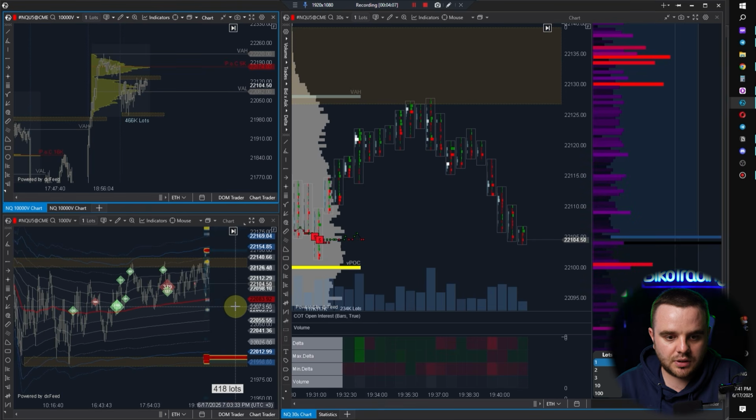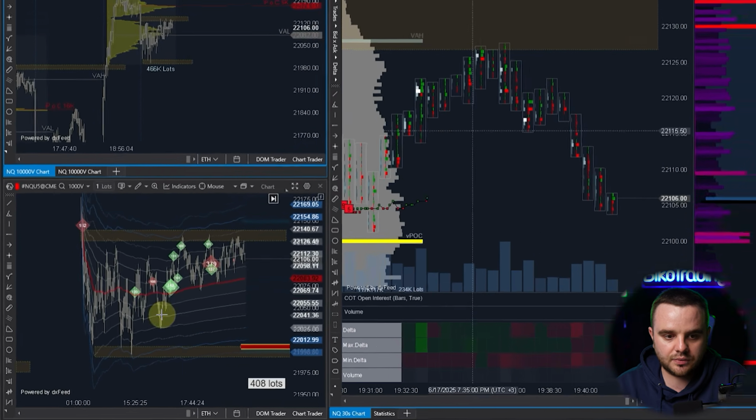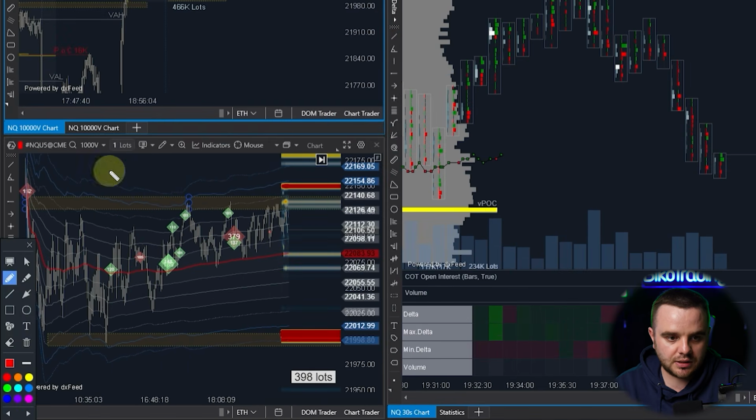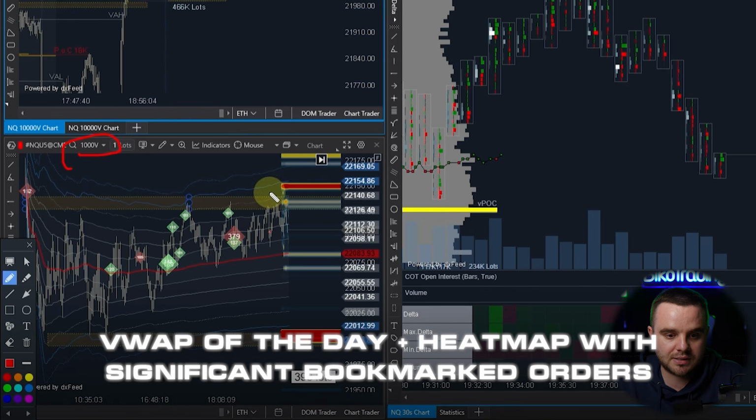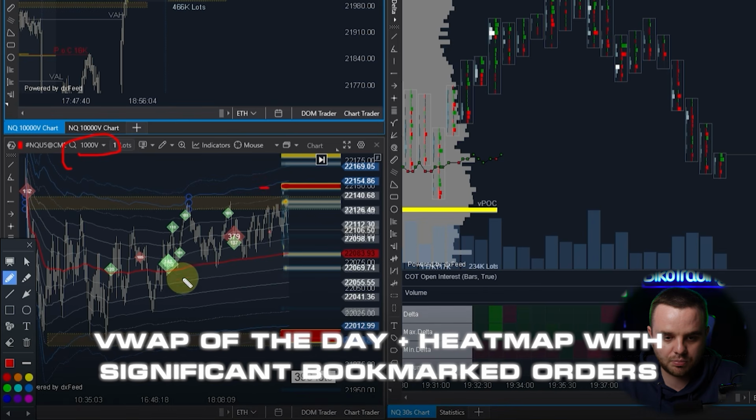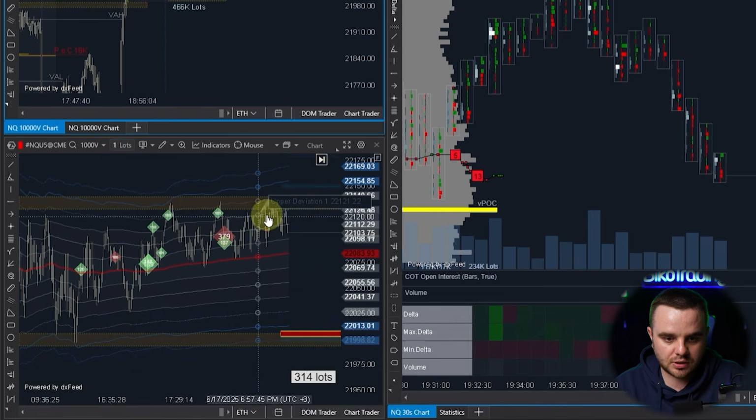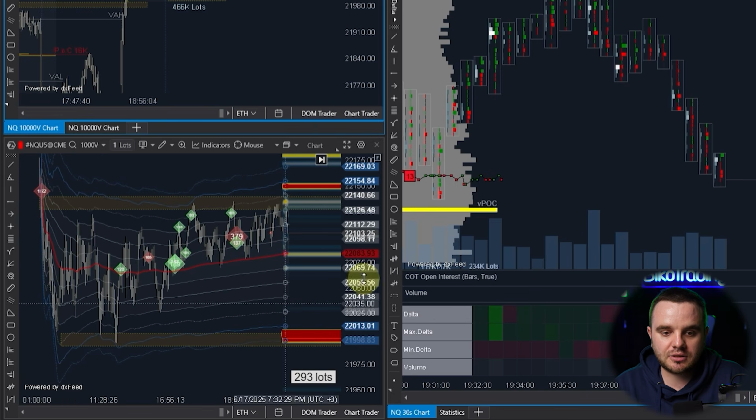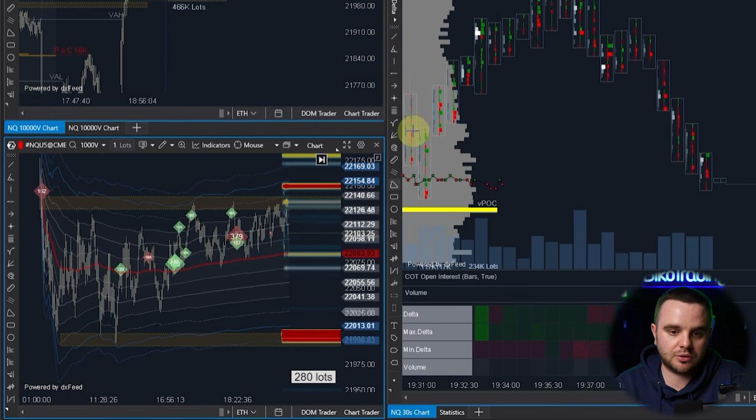Okay, what else do we have here? Second part, we have this chart. You can see here I have this beautiful volume chart. What do I analyze here? I analyze the VWAP of the day plus a heat map with significant bookmap orders. Why do I use it and what's the main purpose? This helps me to understand what type of trend we have.